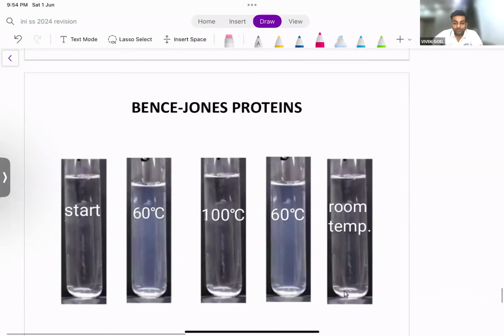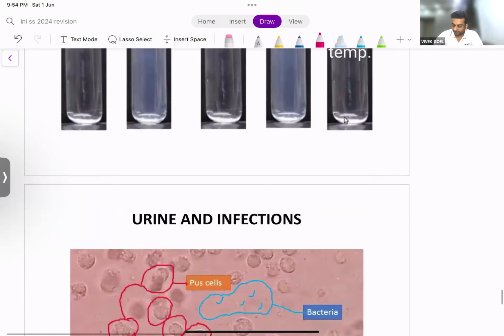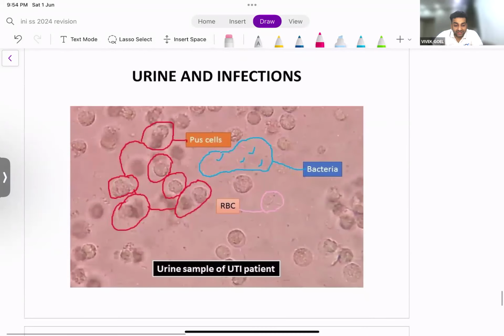This is the Bence Jones protein test that we do, where we see that a monoclonal protein is present in the urine, which we have done in our biochemistry classes. Now, in infections, of course, we've already seen that there will be pyuria, pus cells in the urine. You could see bacteriuria, the bacteria in the urine sample, and you will see RBCs, that is hematuria, which I have already mentioned. So in a UTI sample, always look for all the three.